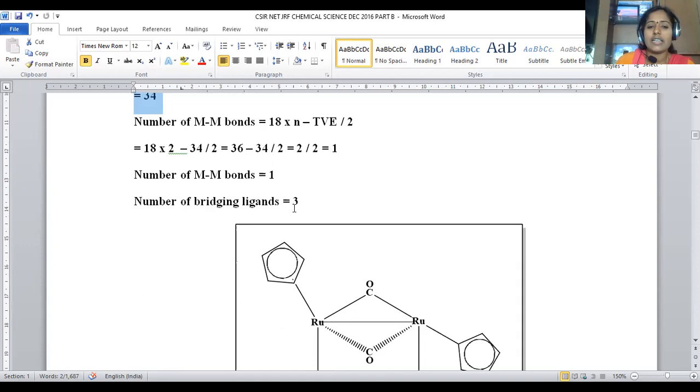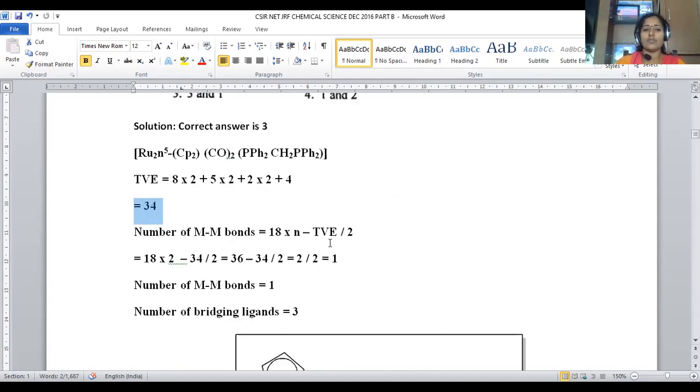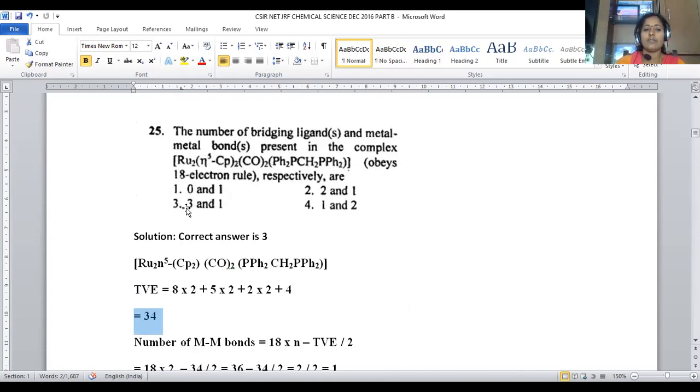So how many bridging ligands? Bridging ligands are those which are used to combine both the metals. In this ruthenium complex, we have 2 Cp ligands which are inclined in a trans manner, and there is one direct ruthenium-ruthenium bond. 2 bridging carbonyl groups are there, and 1 more PPh2CH2PPh2 ligand is also forming a bridge. So 1, 2, 3 bridging ligands and 1 metal-metal bond are present in the complex. For question number 25, option number 3 is the correct answer.